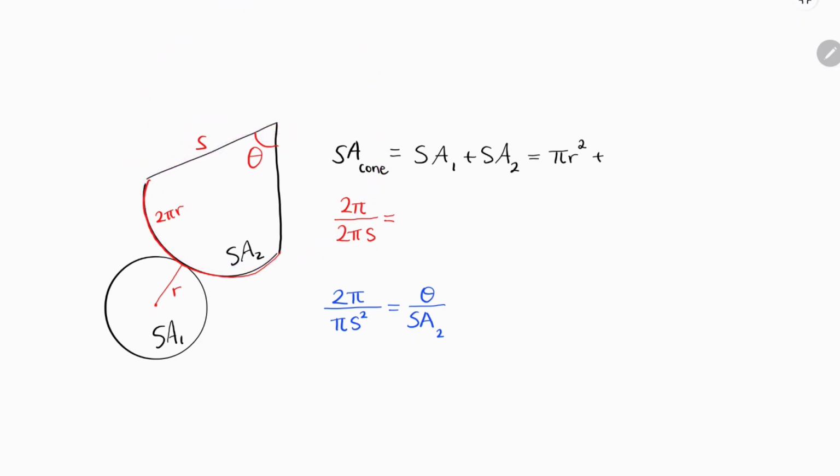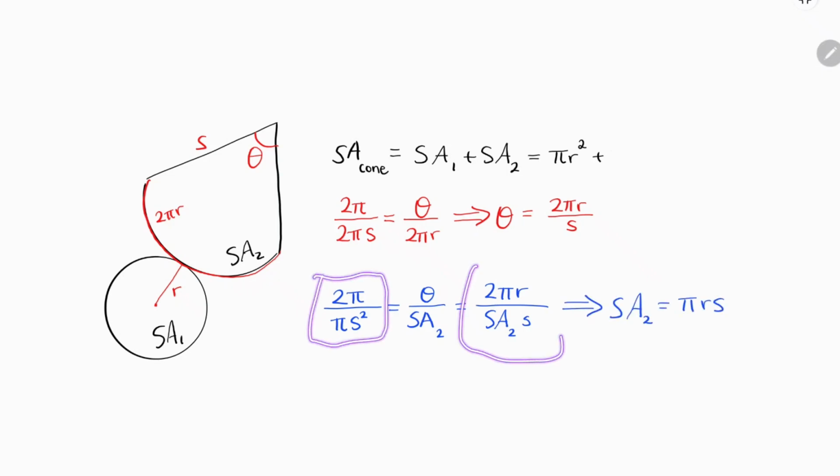So 2 pi to 2 pi s equals the ratio between this angle theta in radians to its arc length, which is 2 pi r. Isolating for theta, we get theta equals 2 pi r over s. This is neat because we can plug this into the area ratio, and we get 2 pi r over s equal to SA2 over pi s squared. Isolating for SA2 from this equation, we get that SA2 is equal to pi r s.